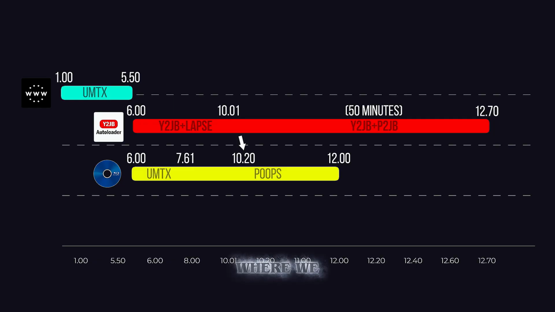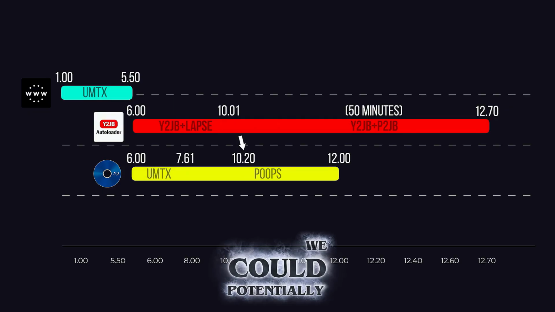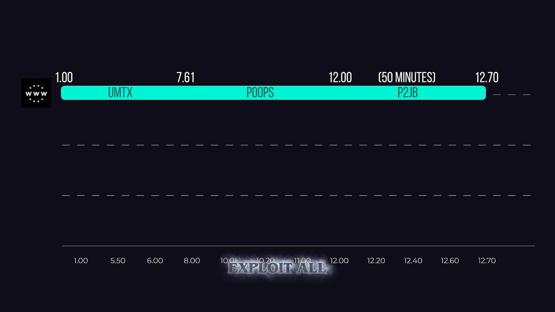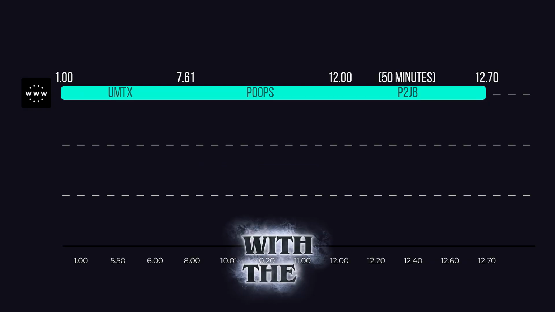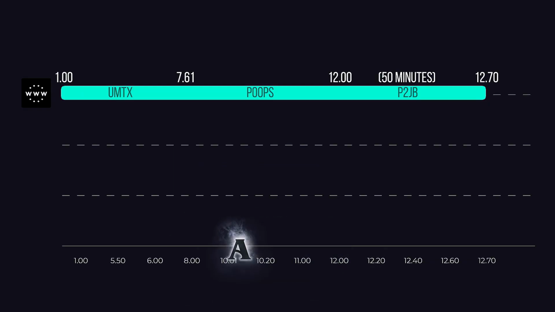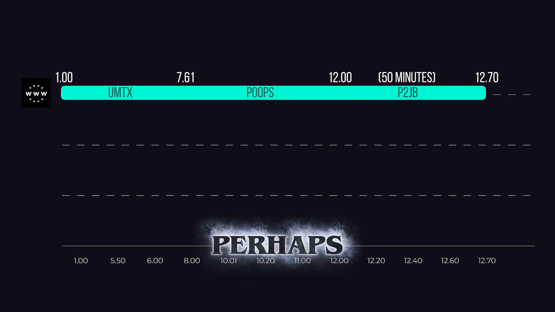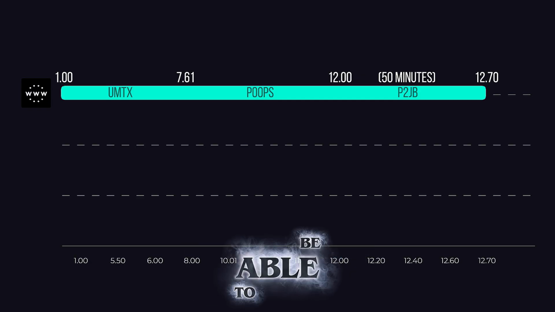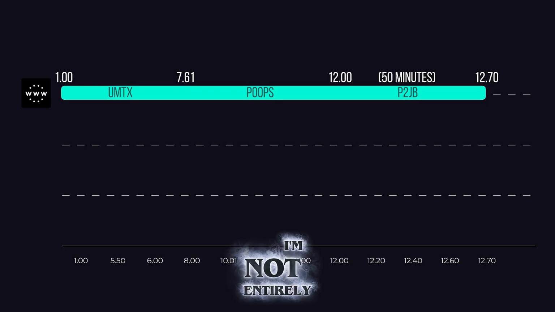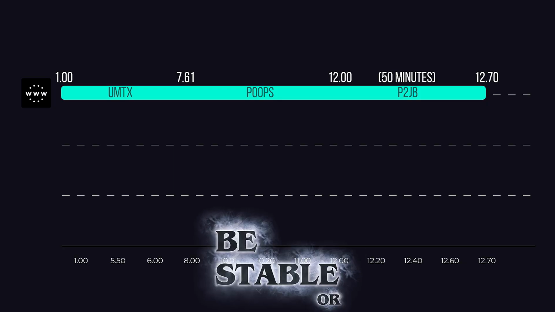So you can see where we were before with the web browser exploit only working up to 5.50. Well, now we could potentially use the web browser exploit all the way up to 12.0 with the poopsploit, so it will jailbreak within just a few seconds. And then, of course, from 12.0 to 12.70, perhaps P2JB might be able to be implemented, but again, I'm not entirely sure if that's going to actually be stable or not.